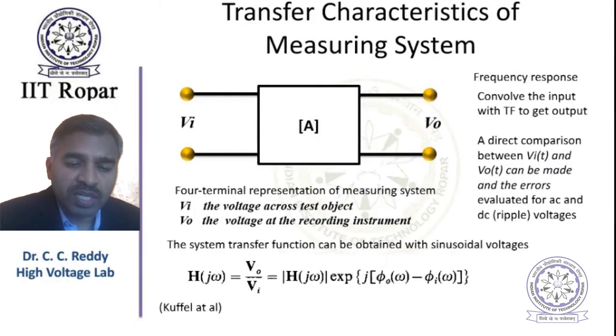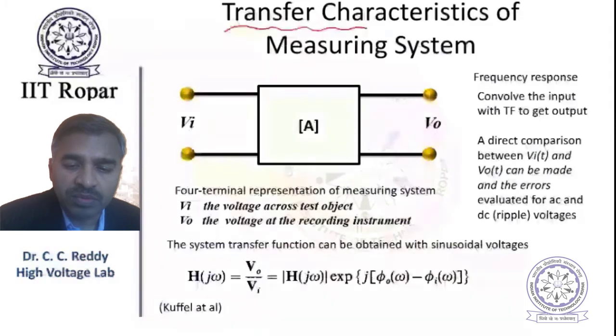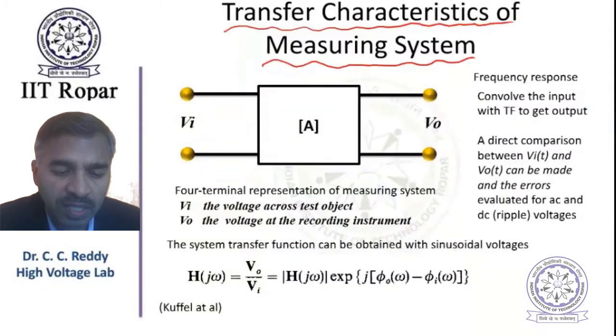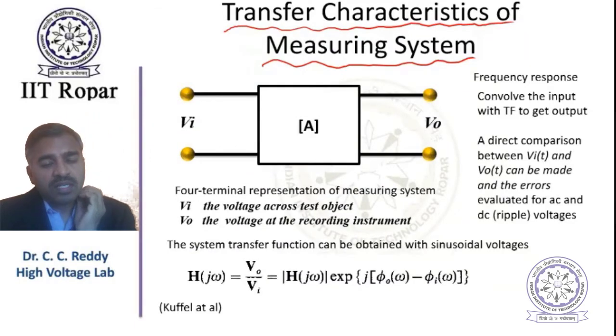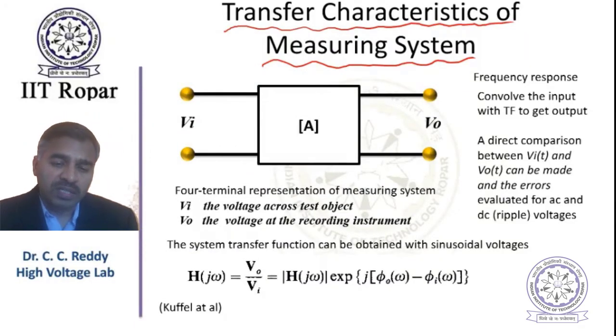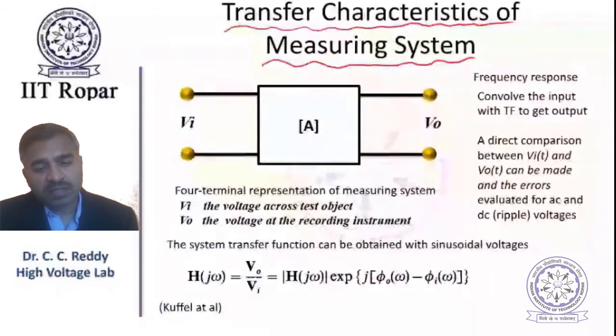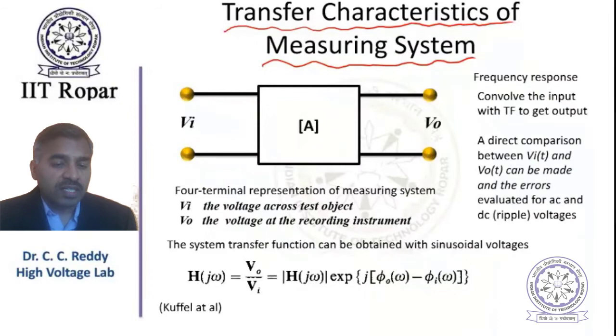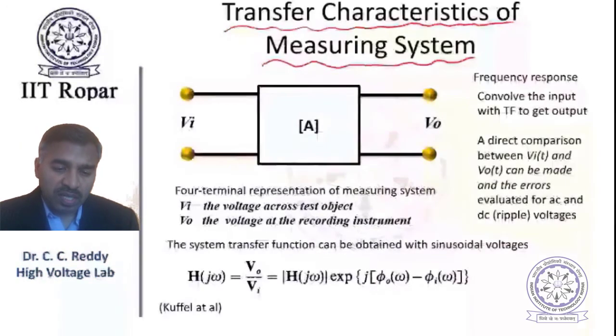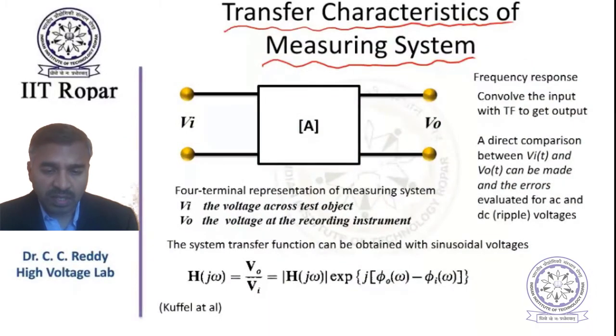Now let us look into the transfer characteristics of the measuring system. The need for this understanding is essential because for high voltage dividers, if you consider a resistive divider, it is a series combination of several resistors, the test object is very big in size, and the connecting lead is also very high above the ground, and then the system actually forms a transmission line, which we will cover after some time.